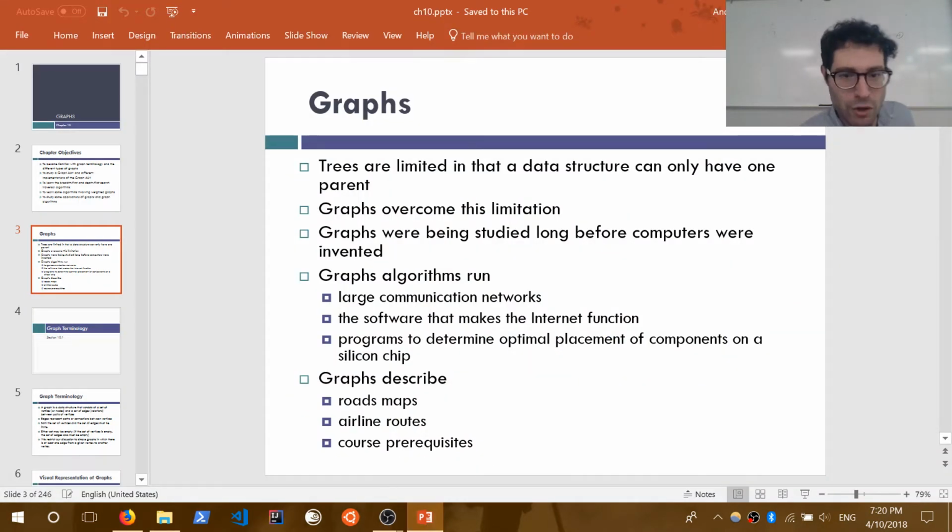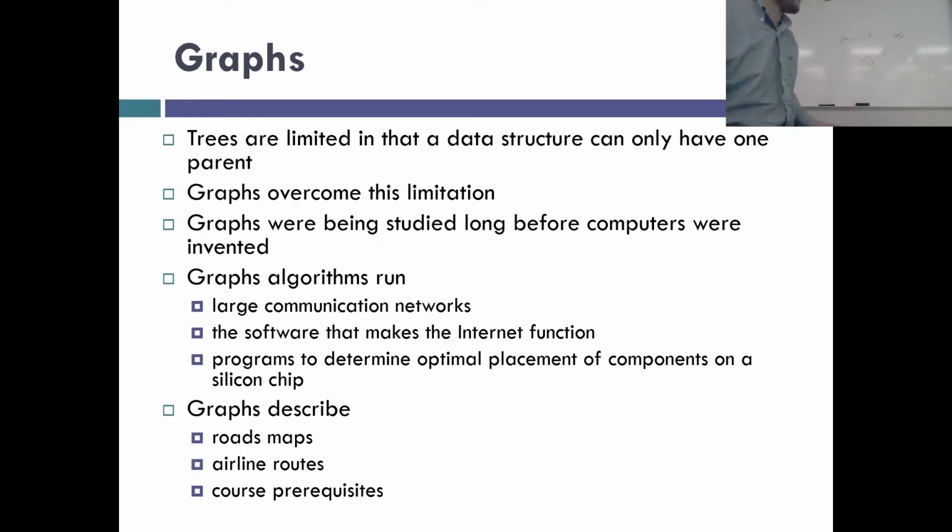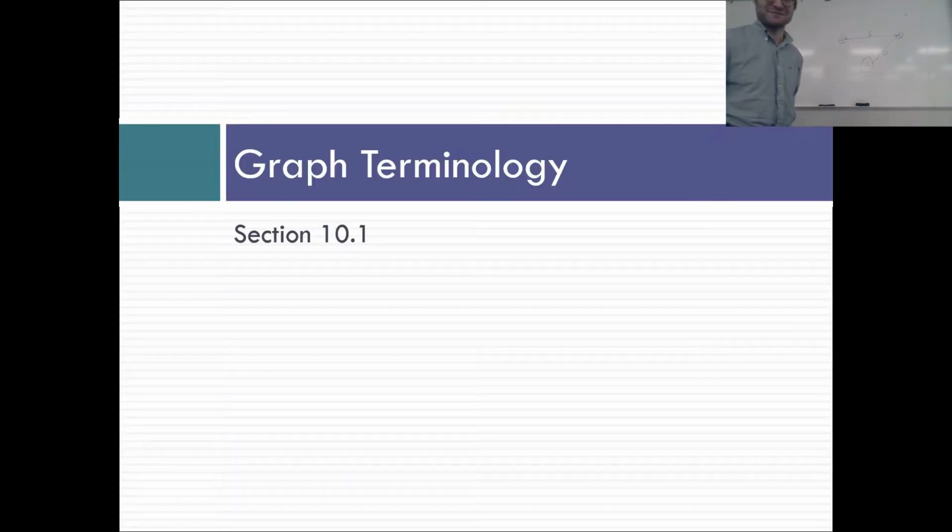But graphs are important because so much focuses on them these days. The routing software, that's routing on a giant graph when you're routing stuff across the internet. Figuring out where stuff goes in a silicon chip, that's a graph problem. Large communication networks, graph problem. Figuring out routing for airlines, graph problem. Maps, graph problem. Course prerequisites, making the computer figure out whether or not you're allowed to take a course and then preventing you from taking the course you really want to. That's a graph problem. So the first thing we need to do is define terminology for our graphs.